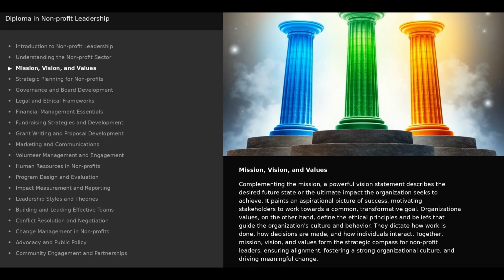Organizational values, on the other hand, define the ethical principles and beliefs that guide the organization's culture and behavior. They dictate how work is done, how decisions are made, and how individuals interact. Together, mission, vision, and values form the strategic compass for non-profit leaders, ensuring alignment, fostering a strong organizational culture, and driving meaningful change.